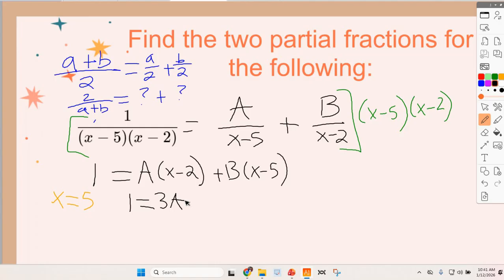Okay. So if I wanted to solve for A now, what would my A equal? 1/3. Now if I wanted to do something similar with my other one, what would I pick for that one? What am I left with there? 1 equals negative 3B. So what does B equal? Negative 1/3. Well, okay with that. Yes? No? Maybe? Okay.